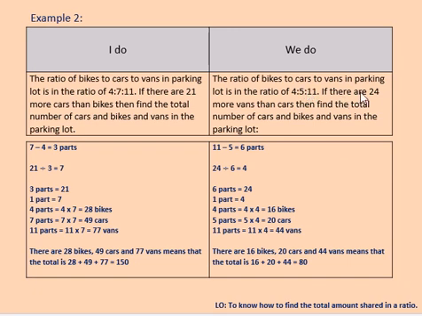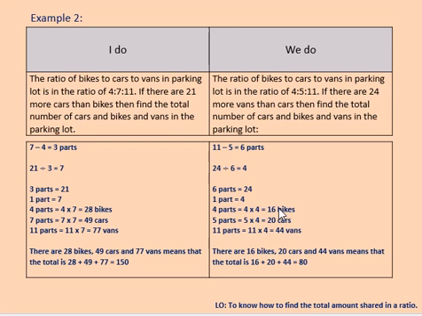6 parts must equate to the difference in the number of vehicles, which is 24. So 6 parts is 24. The difference in the ratio equals the difference in the vehicles. 6 parts is 24, so 1 part is 24 divided by 6, which is 4, and then multiplying that by each step of the ratio.